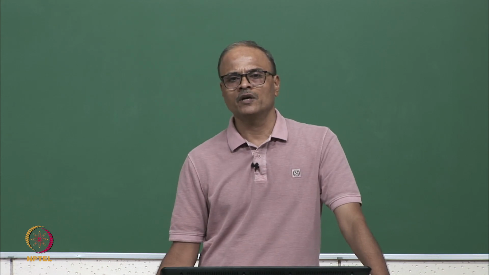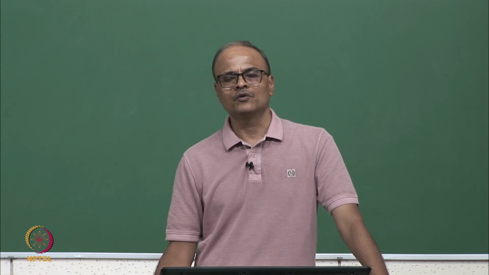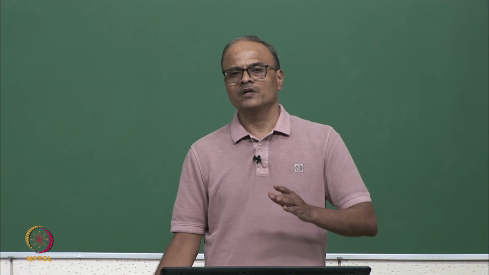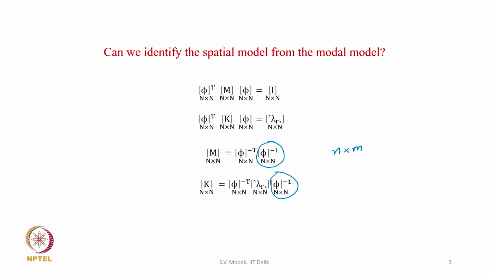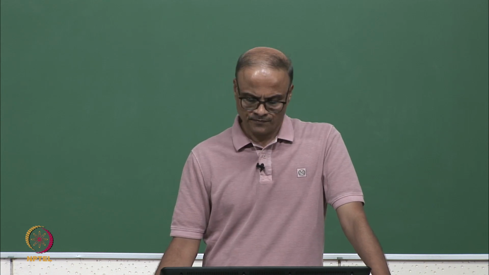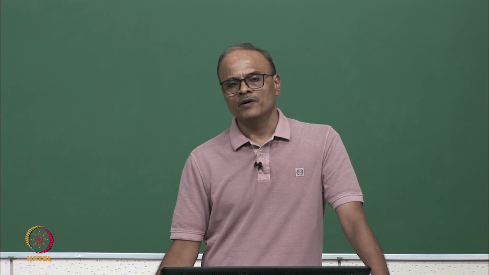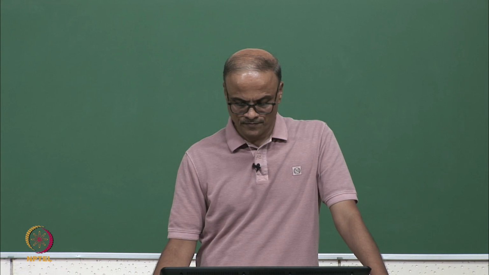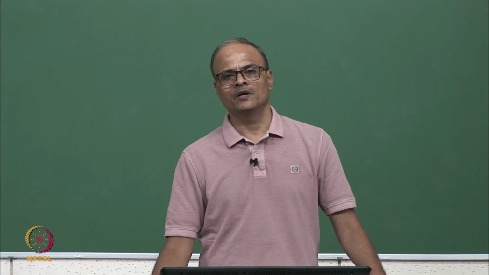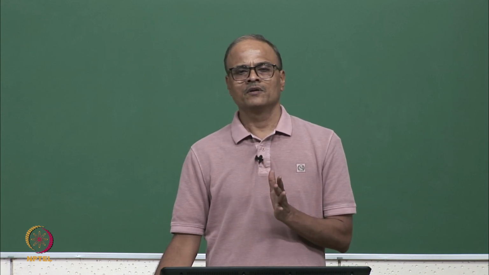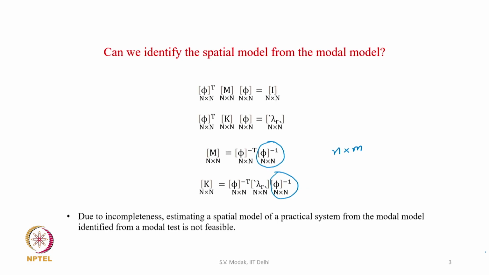Also, if somehow we ensure that the number of test points n is equal to the number of modes being identified, then we will have n equal to m. It is therefore possible to conduct the modal test ensuring n is equal to m. Then the eigenvector matrix becomes square and the inverse can be taken. However, though we can use these relationships to find an estimate of m and k, these estimates will not be very accurate, because the number of modes m will be far less, and therefore the estimates of m and k will not represent the structure very well. Because of these reasons, the estimation of a spatial model of a practical system from the modal model identified from a modal test is not feasible.